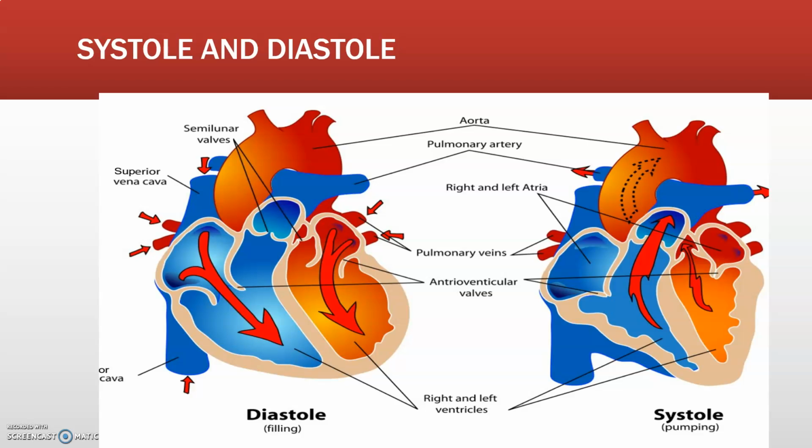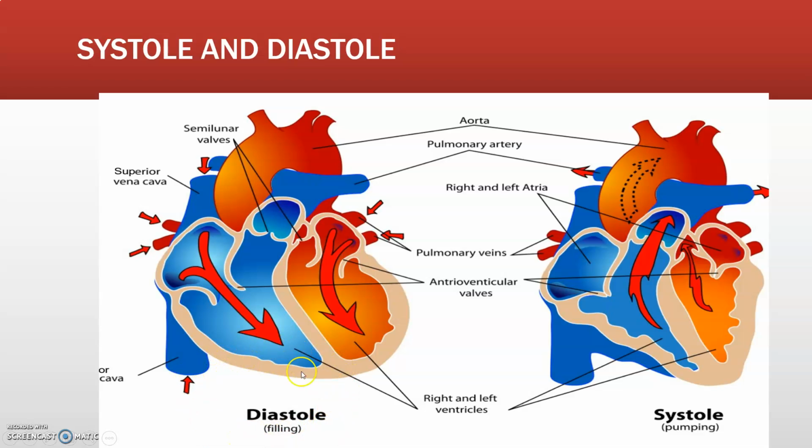Now, another very important aspect of the cardiac cycle is systole and diastole. So let's understand what are systole and diastole. Now, for systole and diastole, you know that heart contracts and relaxes. This contraction of heart is what we call as systole, and the relaxation of heart muscles is called as diastole.